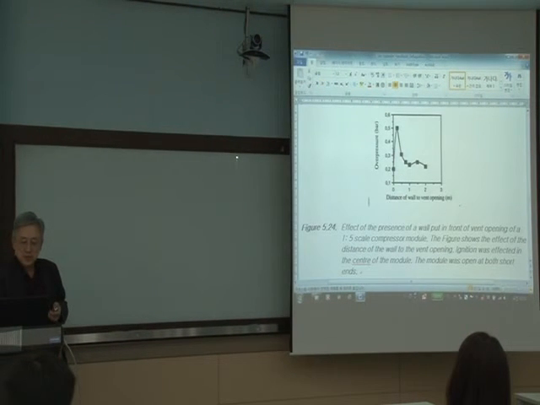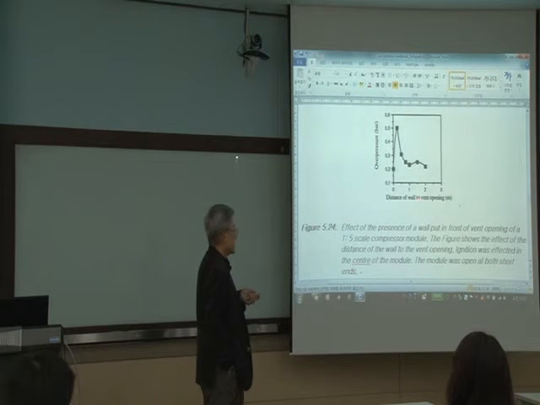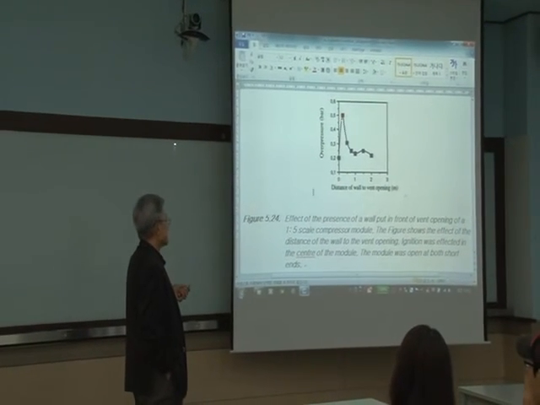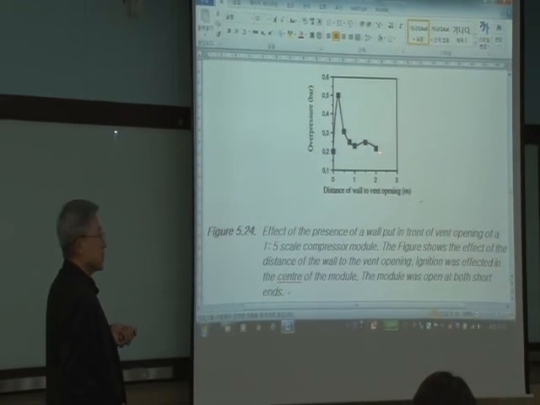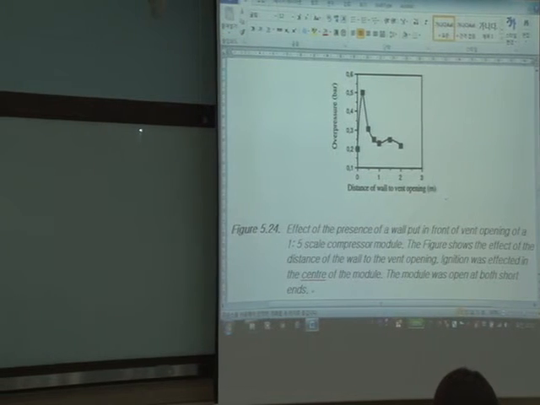And as you see here, overpressure versus distance of the wall. They installed the wall in front of the vent opening. So as it is close to the opening, of course, overpressure goes up. And as you set up the wall away from the vent opening, then pressure drops. For your particular design, you have to work on that design, but you have some understanding of what happened.